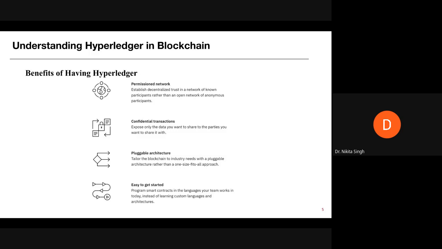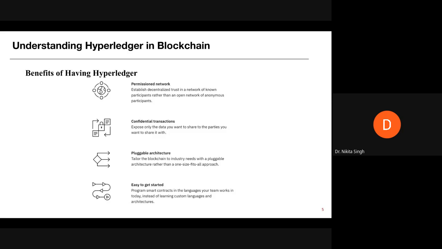Then we have the pluggable architecture. Previously with Bitcoin and Ethereum, it was a one size fits all approach. But here, rather than taking a one size fits all approach, we have a very pluggable architecture which allows you to have different plugins. Plugins for consensus, plugins for what kind of language you have, plugins for the channels that you create, plugins for what endorsement policies you'll have. All of that is a pluggable architecture. You can tailor your blockchain to meet your needs.